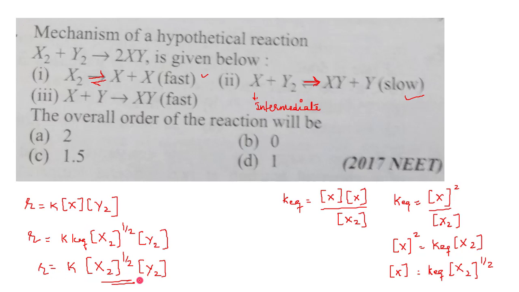So order with respect to X2 is half, order with respect to Y2 is 1. So overall order of the reaction will be what? Order is equal to half, that is 0.5, and Y2 order is 1. So 1.5 is the overall order of the reaction. So option C is correct.